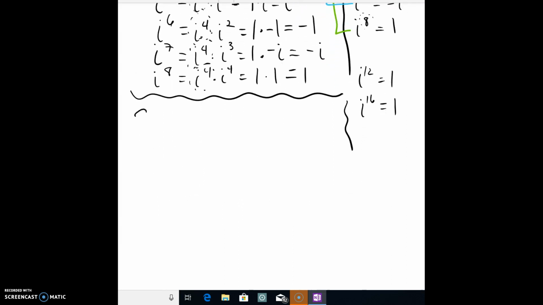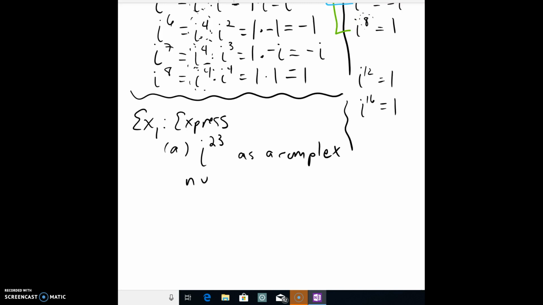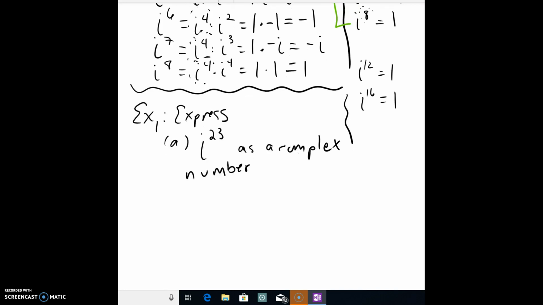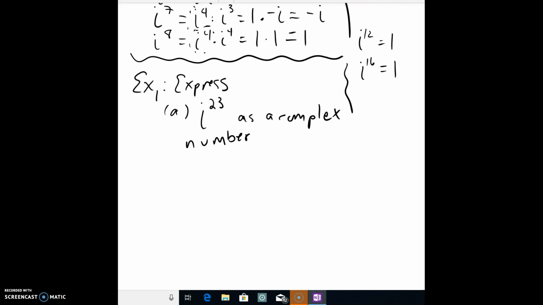Let's take a look at these two examples. So example 1, I want you to express i to the 23rd as a complex number. Okay, so i to the 23rd. Here's how we're going to prove it. We're going to look for the biggest multiple of 4 that's in this exponent of 23. And the biggest multiple of 4 that's less than 23 is 20. And then we're going to have 3 left over.